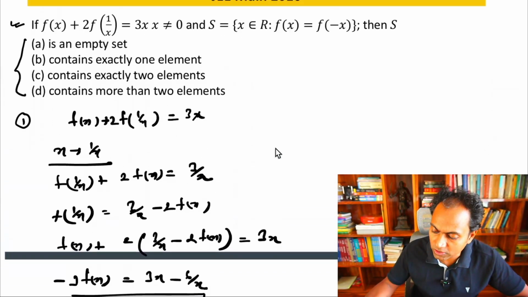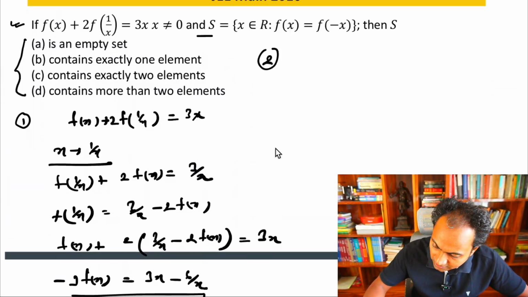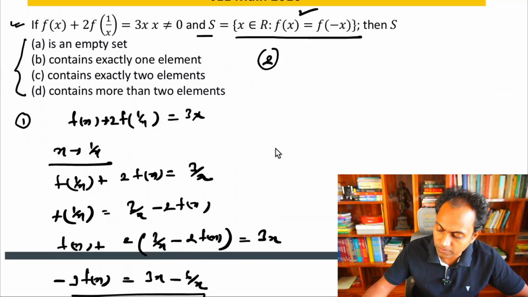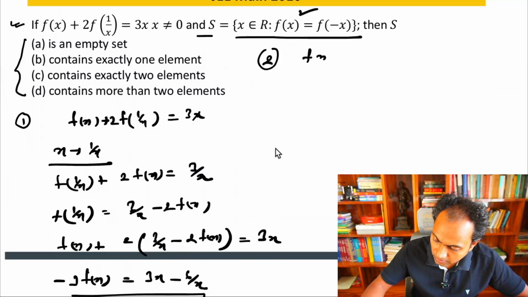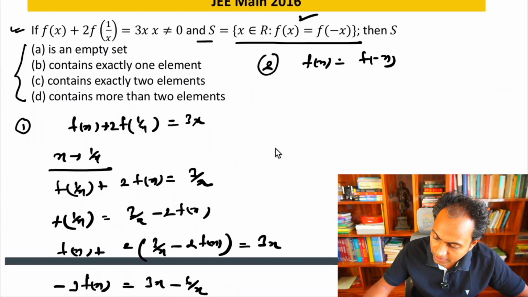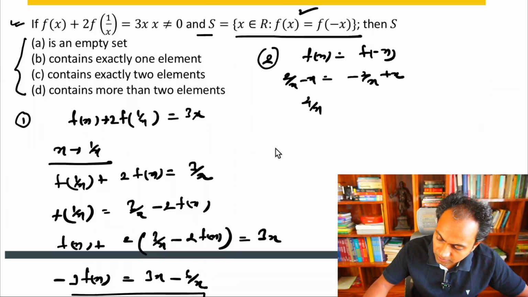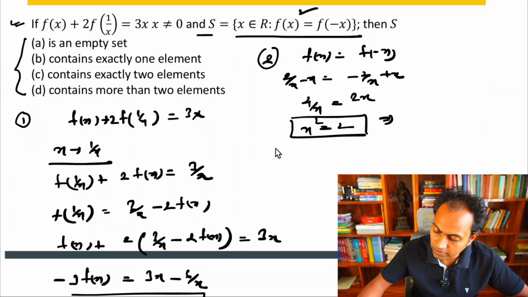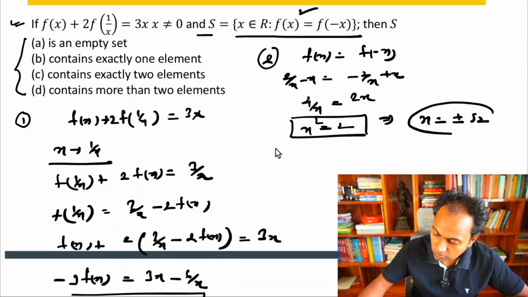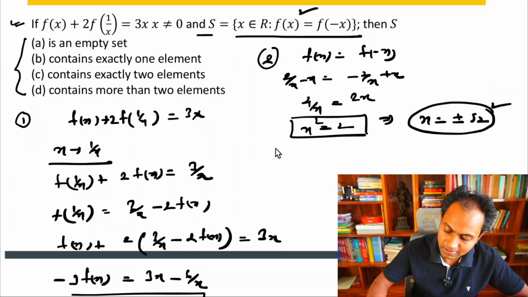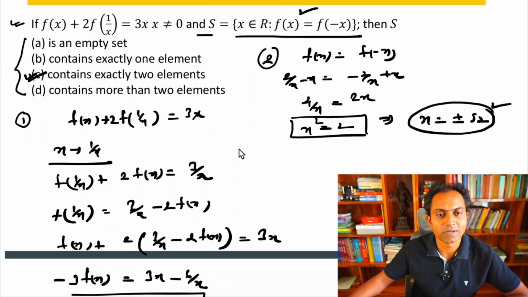Now they are making an equation out of it in the second part. So S is nothing but a set such that fx is equal to f of minus x. So let us write fx equal to f of minus x. So this becomes nothing but 2 by x minus x, and this is minus 2 by x plus x. So what we are getting is nothing but 4 by x is equal to 2x, or x square is equal to 2. Correspondingly from here we can get two values of x, plus minus root 2. So number of elements in the set S are nothing but equal to 2. Hence C option comes out to be correct.